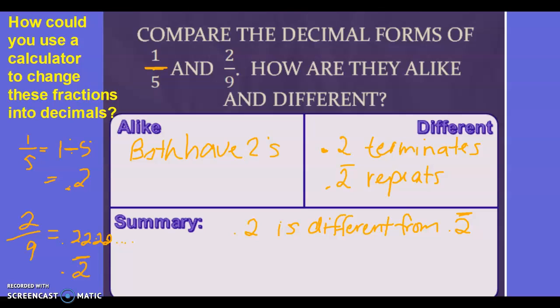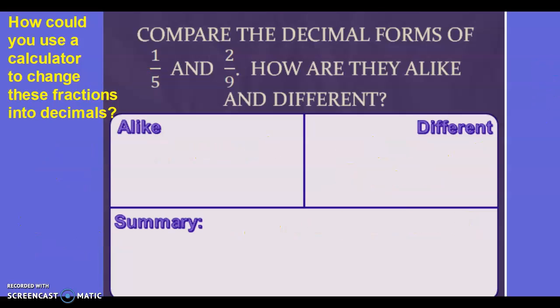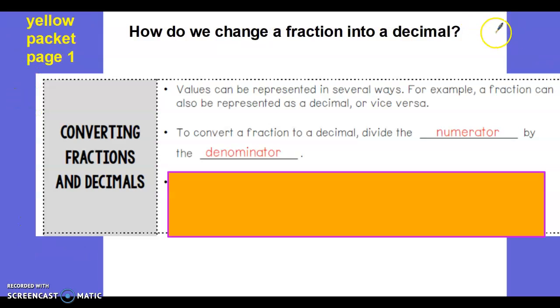So in summary, they are different. 1/5 and 2/9 are different, just like their decimal forms. 0.2 or 2/10 is different from 0.2 repeating. Let's put a little summary of this into our notes for today. First of all, how do we convert fractions and decimals? Divide the numerator by the denominator, so it's the top of the fraction by the bottom of the fraction.